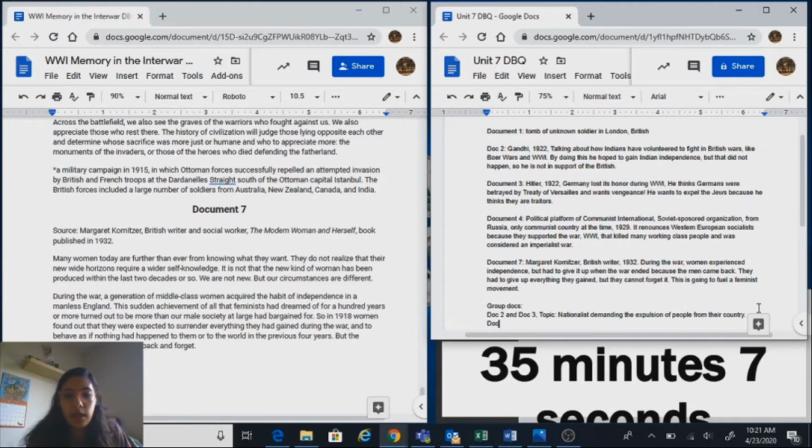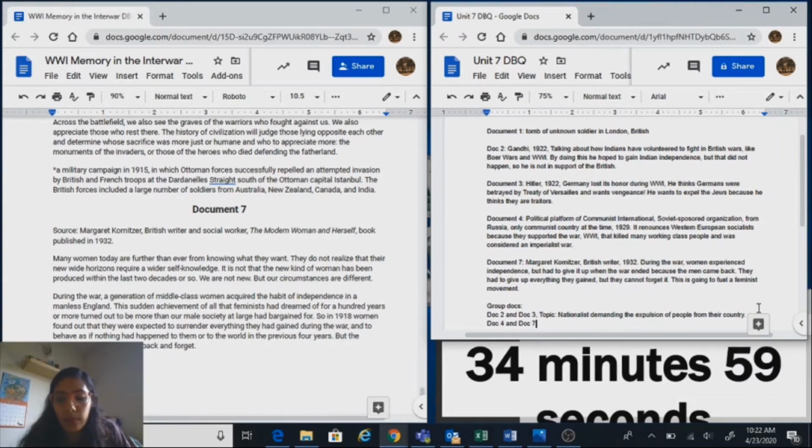My second group that I'm going to do is documents 4 and document 7. Document 4 is the communist one, and document 7 is the women one. So I'm going to say these are minority groups, like women and communists, and they are trying to expand their movement. So that's how they're advancing their political agendas.